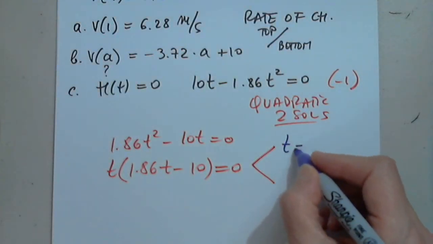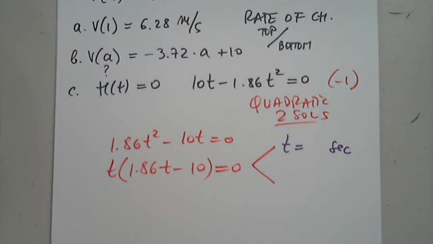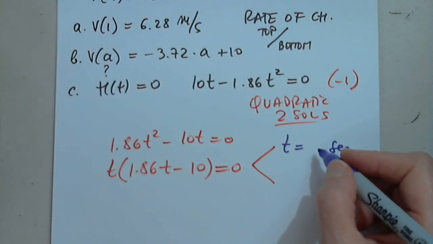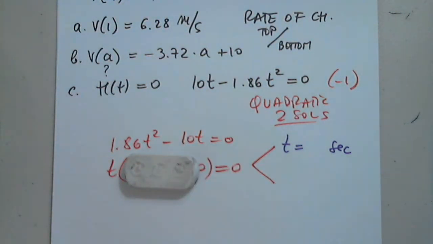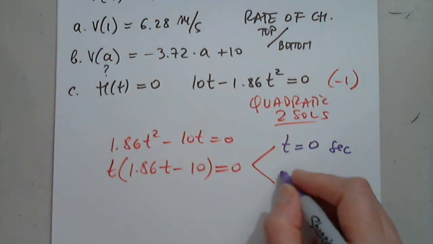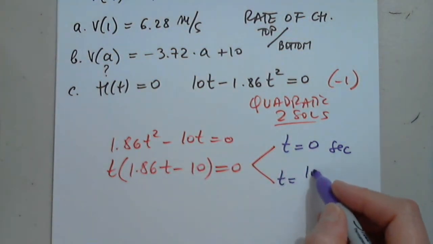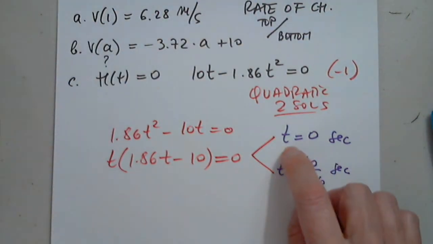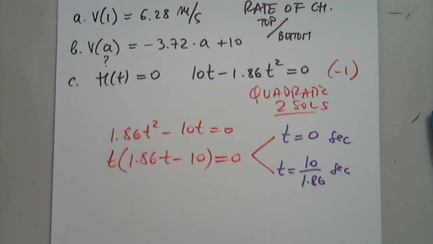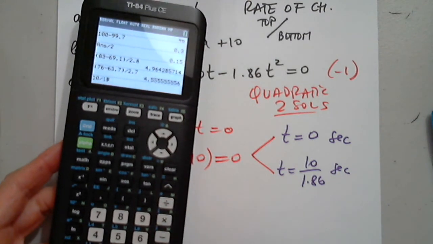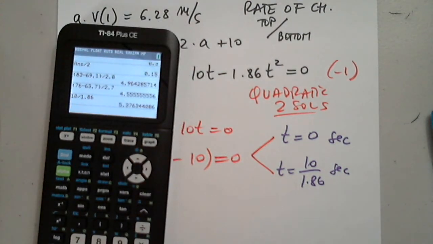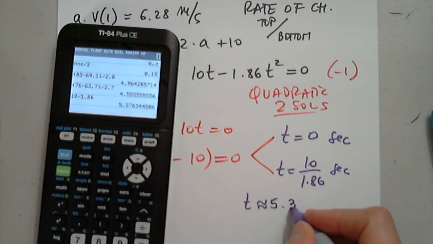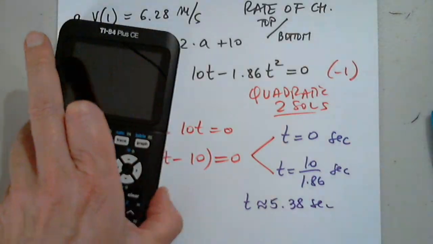So the first t equals how many seconds? 0. Thank you very much. And the second t equals 10 over 1.86 seconds. So obviously, when the time is 0, the object is on the surface. That's perfect. And at 10 divided by 1.86, and I don't know what that is. So time approximately 5.38 seconds. It hits the ground again.